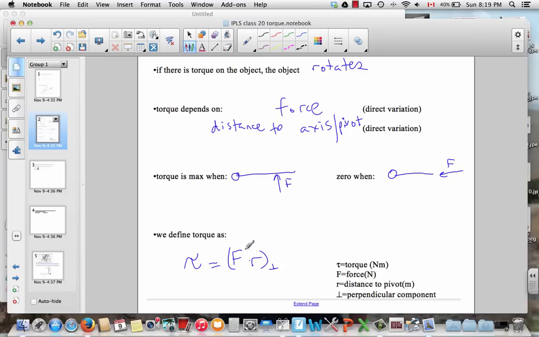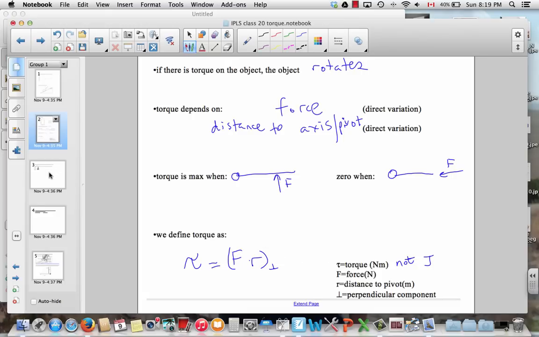And so that means the units of torque will be newtons times meters, or newton meters. We leave it as a newton meter. It's not a joule because it's not newtons times meters of displacement. It's newtons times meters of distance from the pivot. So that's our definition of torque.